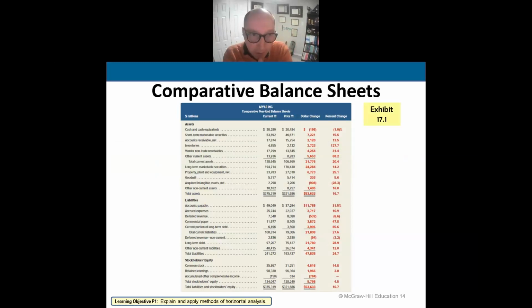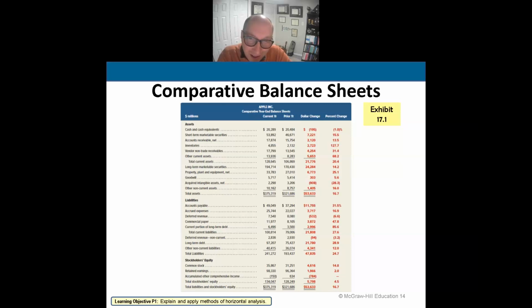Let me show you visually what this looks like. I had mentioned that you can do the horizontal analysis for both the income statement and the balance sheet. This is what it looks like on the balance sheet. We can see the comparisons in both dollars and percentage. So let me take one piece to show you the example. Let's look at total assets. Total assets this year for Apple was $375,319 million. That's a lot of millions for those of you keeping track.